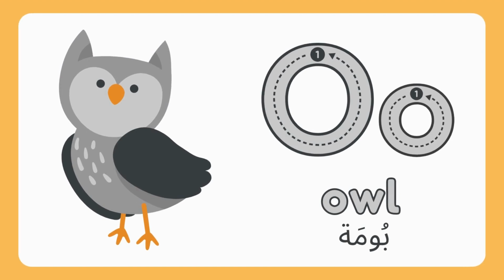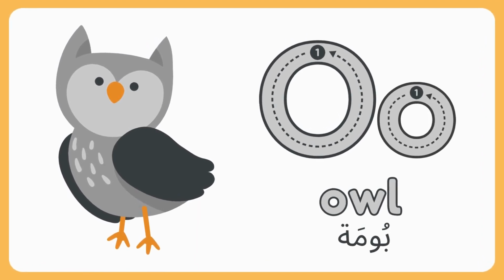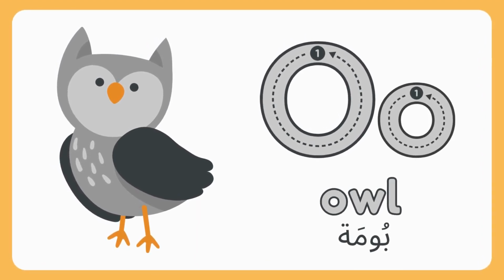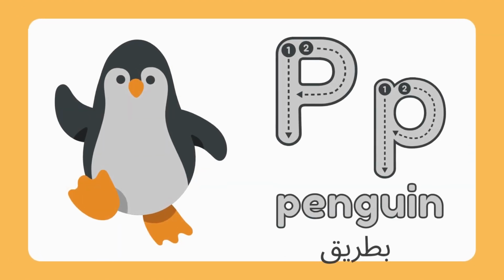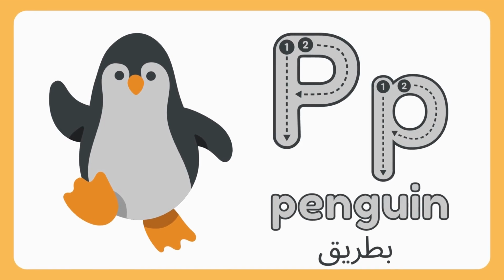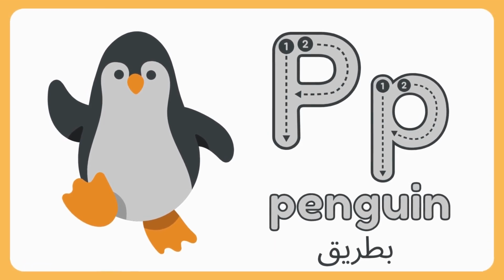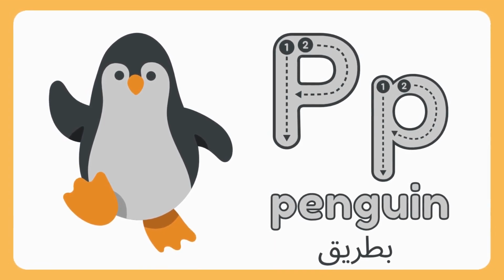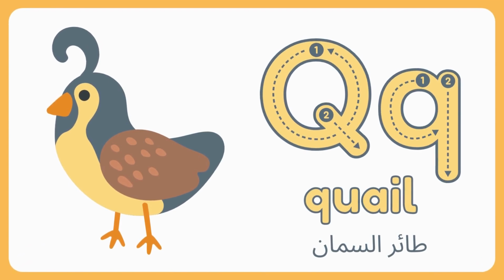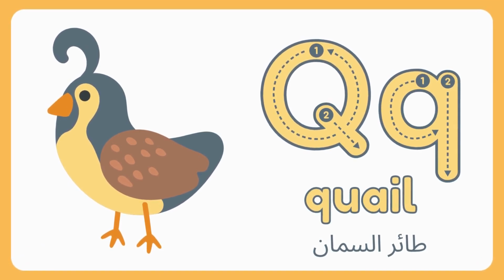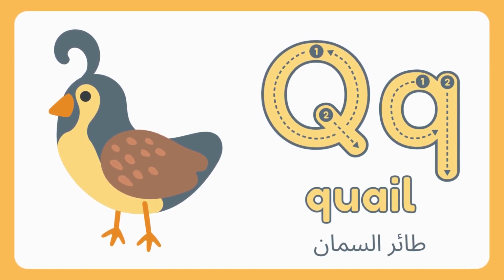O for owl. Owl. أومة. P for penguin. Penguin. بطريق. Q for quail. Quail. طائر السمان.